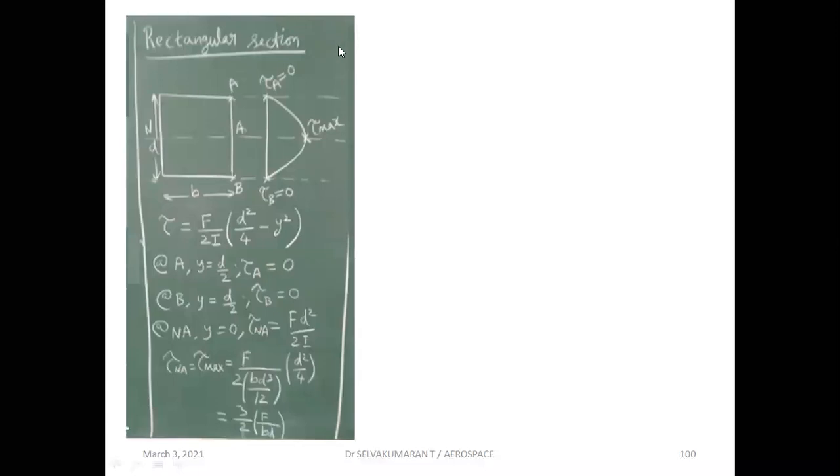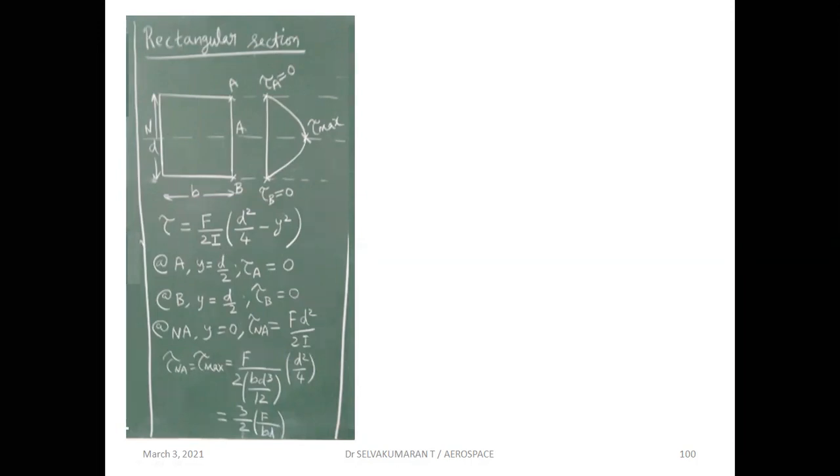Now for a rectangular section, this is the neutral axis, B is the width, and D is the depth. We have marked 2 points, A at the top and B at the bottom. For the rectangle section, we have arrived at the formula tau is equal to F by 2I into d square by 4 minus y square. Y is nothing but the distance from the neutral axis, that could be above or below the neutral axis. I is the moment of inertia, BD cube by 12.